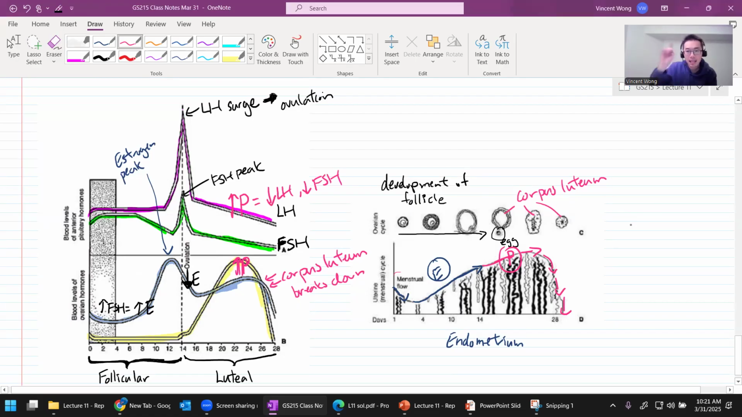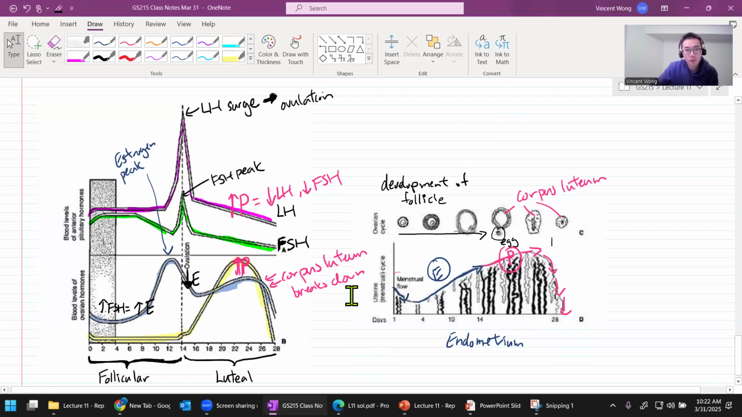Okay. Last point. Once the corpus luteum breaks down, because there's no pregnancy, then the endometrium sheds. That's the first effect. But also, without the corpus luteum, you would have lower levels of progesterone as well. See, the progesterone level is gonna drop, right? Basically drop back down to very, very low.